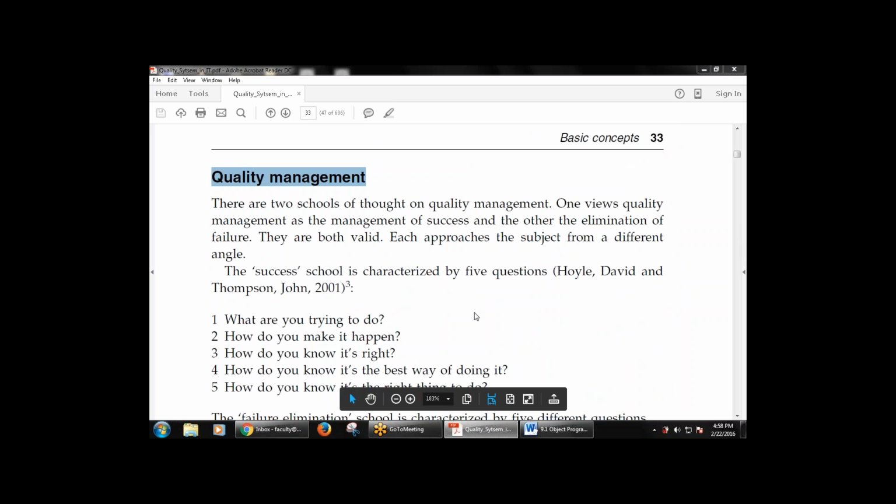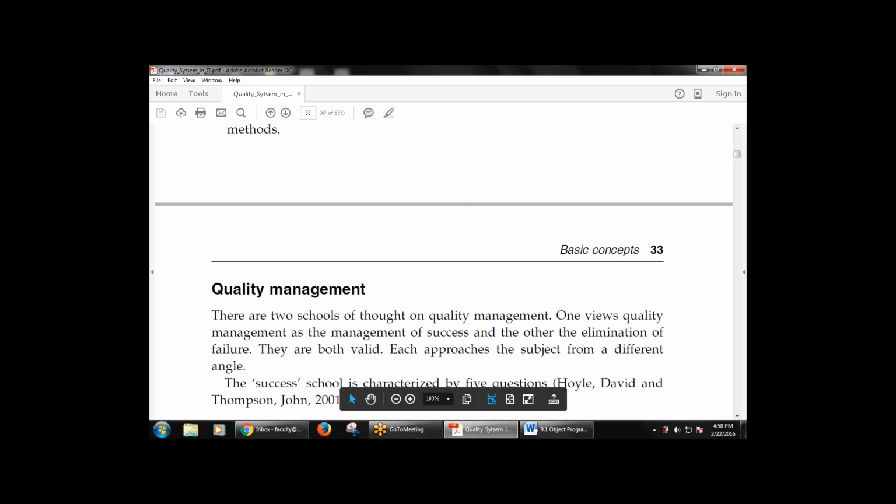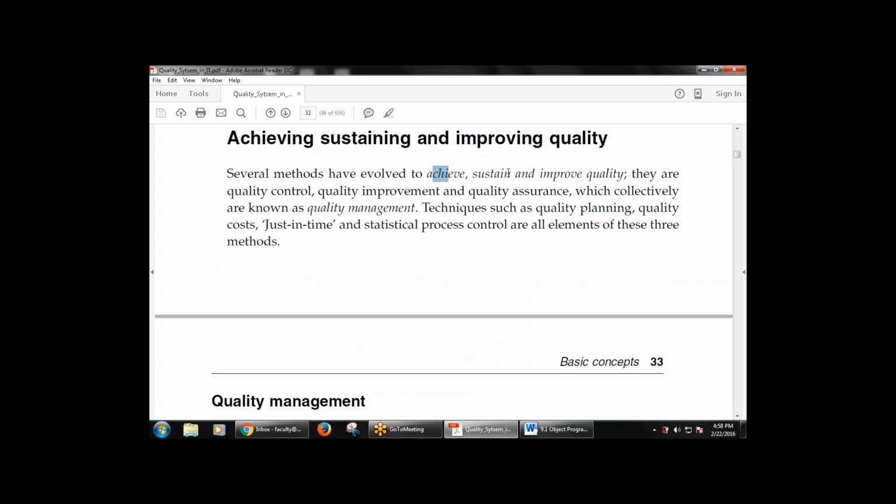So the next topic is quality management. There are three terms available in quality management: achieving, sustaining, and improving the quality. So there are three parts in this. The techniques used in quality management are quality planning, quality cost, just-in-time, and statistical approaches. And the three parts in quality management are quality control, quality improvement, and quality assurance.